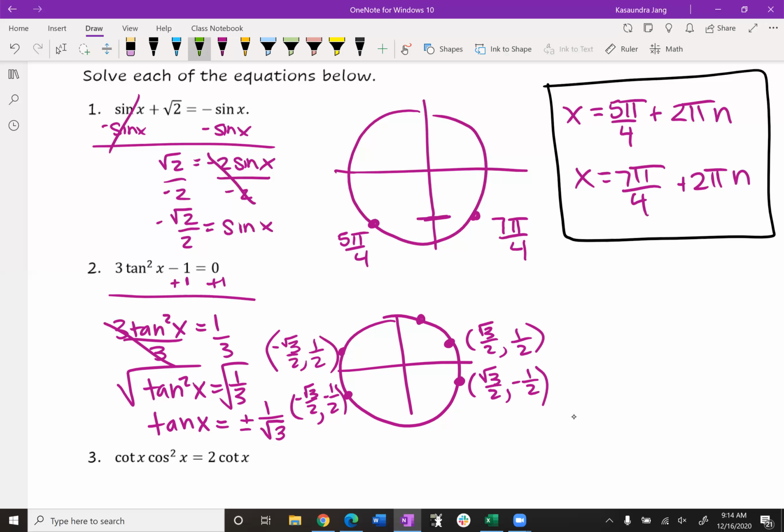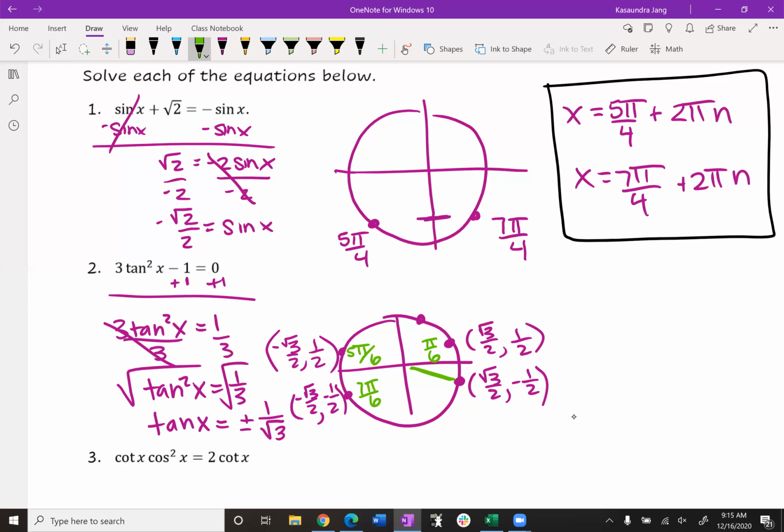The angles for these points are, let's see, this one's pi/6. This one right here is pi/6 short of pi. So instead of 6 over 6, this is going to be 5 over 6, 5 pi/6. And this is pi/6 past pi. So past 6 pi/6, I go up by 1 to 7 pi/6. And this one over here is pi/6 short of a full circle, short of 2 pi.